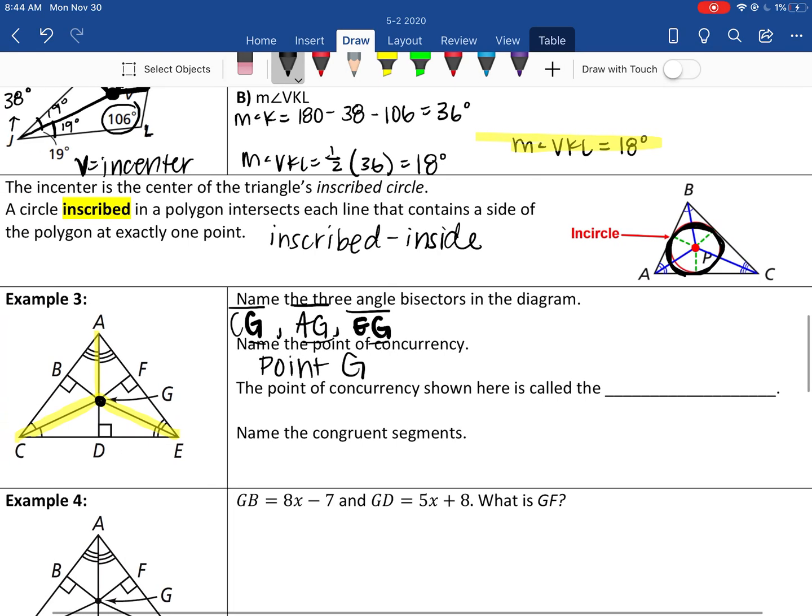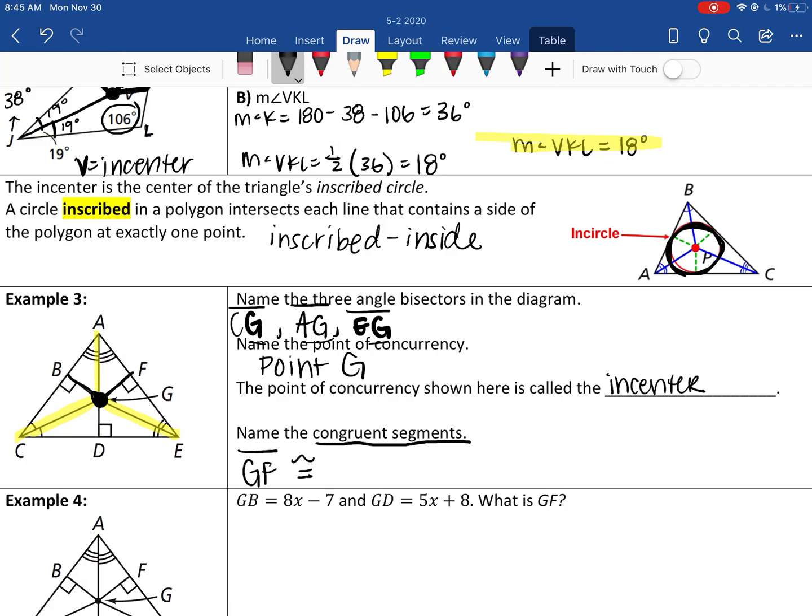The point of concurrency here is called the incenter because, again, it is created by angle bisectors. And from the incenter out to the side is congruent. So all my congruent segments are going to be from G out to the sides of my triangle. So I have GF is congruent to GB, and that's congruent to GD.